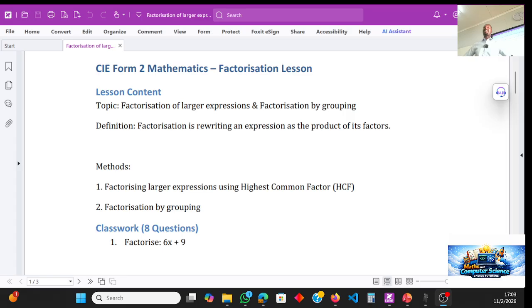This time around, I'm coming with a Form 2 lesson, and this one is centered around factorization. But our interest is to learn how we can factorize larger expressions. And when we say large expressions, these are expressions sometimes which consist of four or more terms. We want to check how the procedures are done.